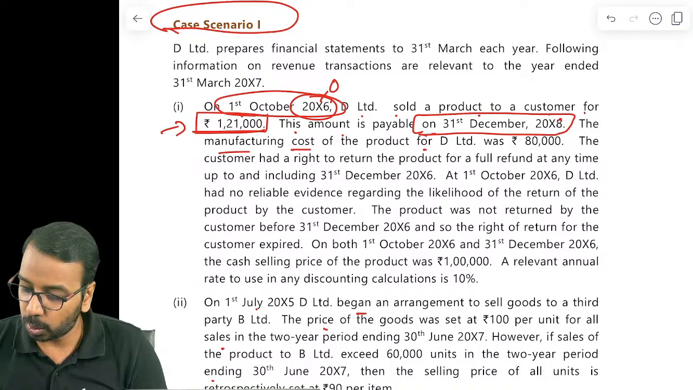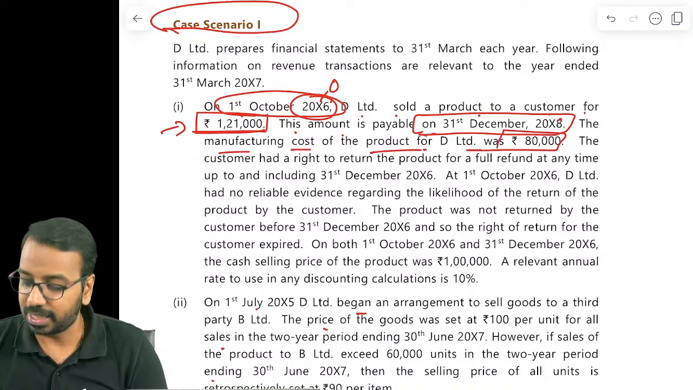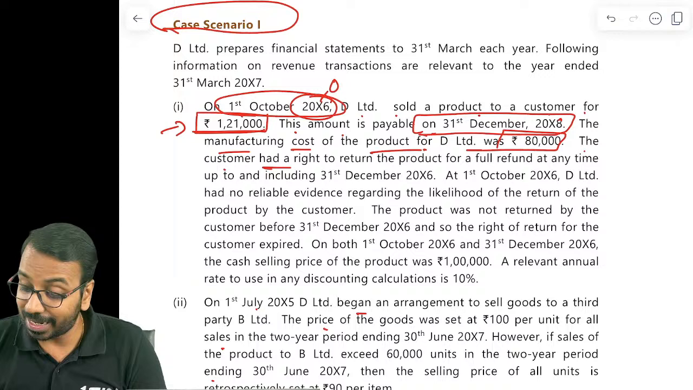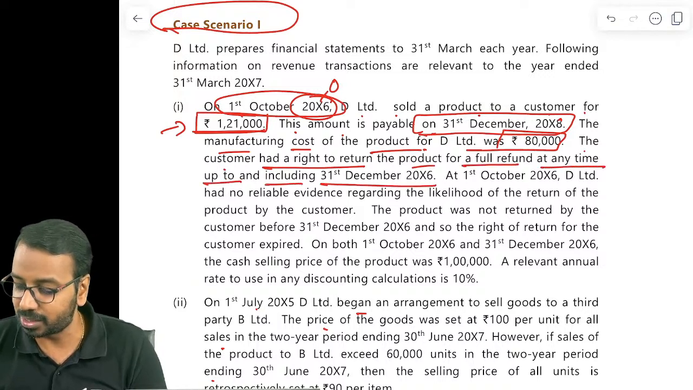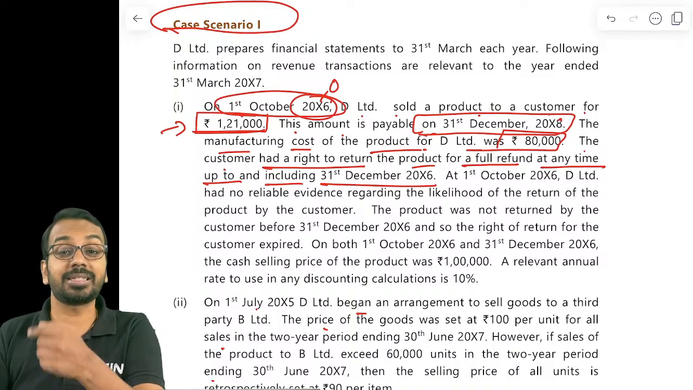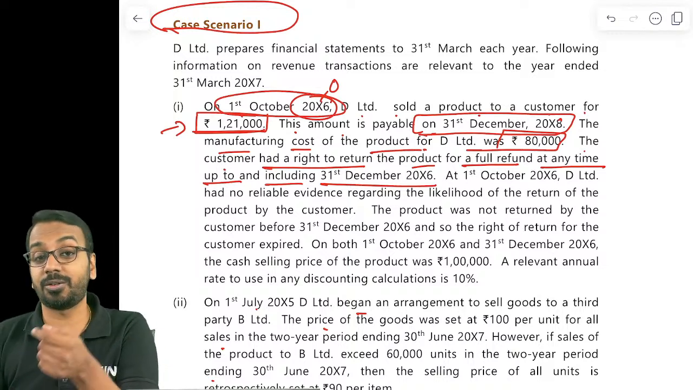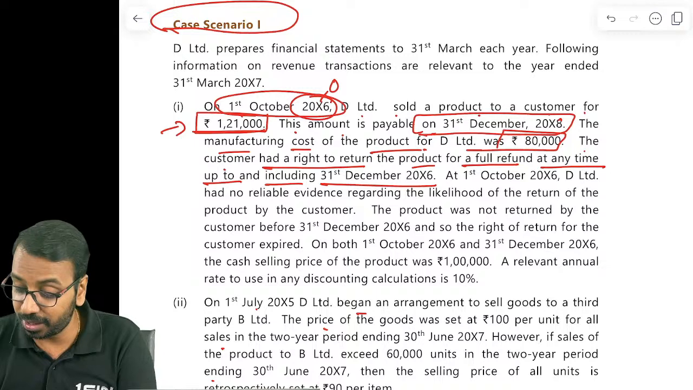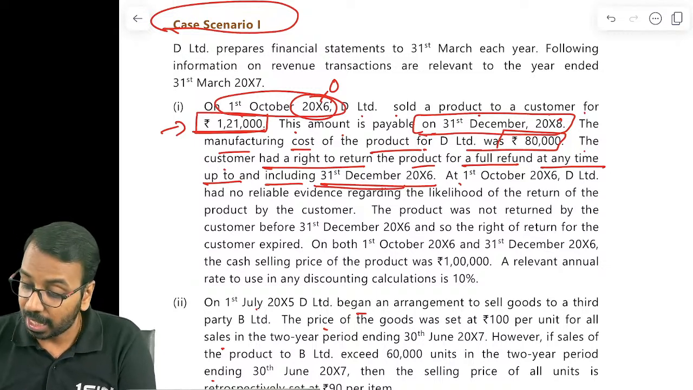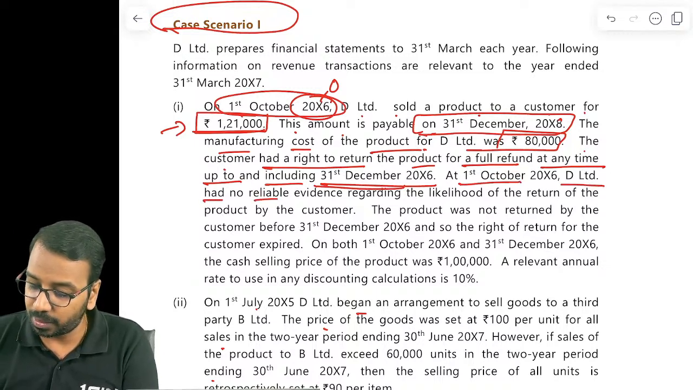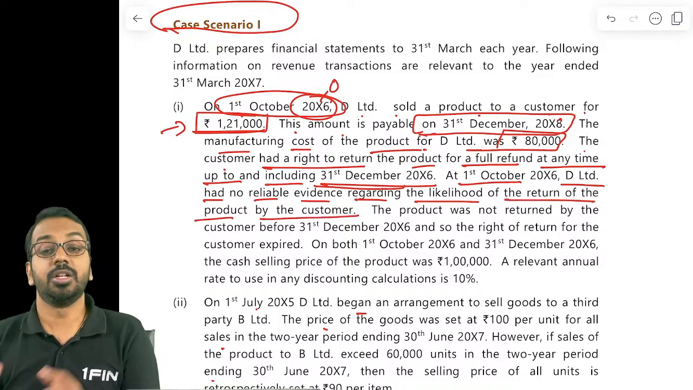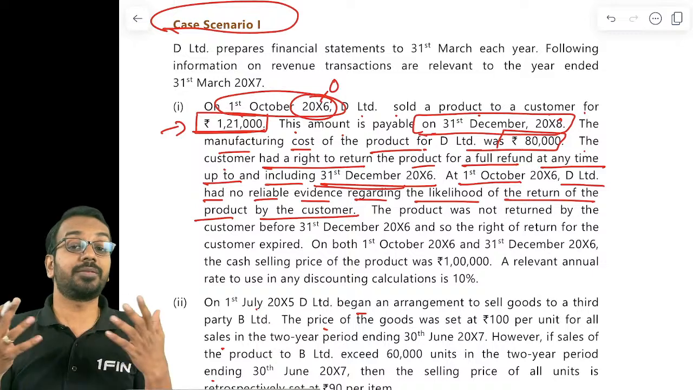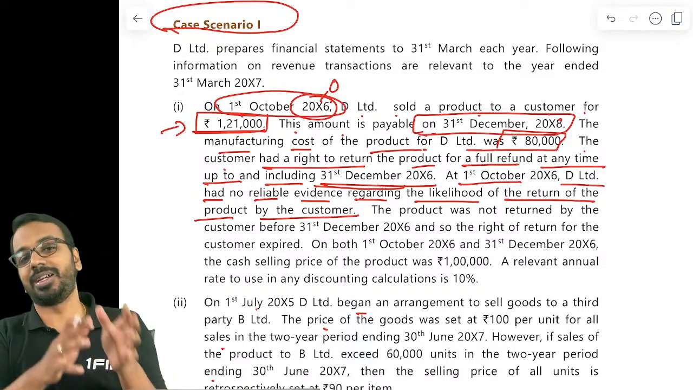The manufacturing cost of the product for D Limited was 80,000. The customer had a right to return the product for a full refund at any time up to and including 31st December of year 6. So the customer has a right to return and take a full refund, till what period? Till 31st December. At 1st October, D Limited had no reliable evidence regarding the likelihood of the return of the product by the customer. So D Limited does not have the evidence whether the customer will return the product or not.